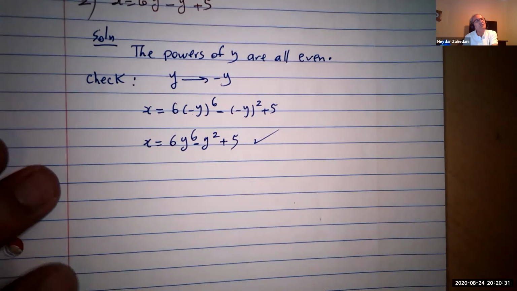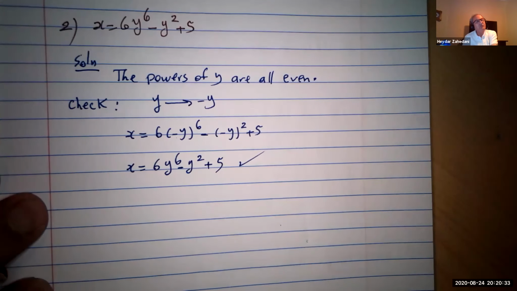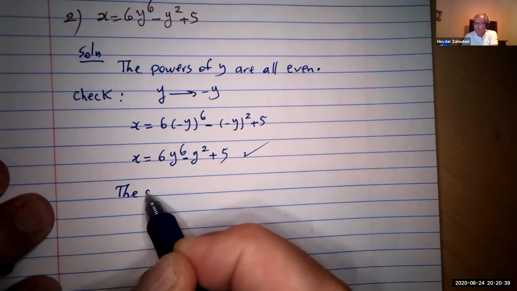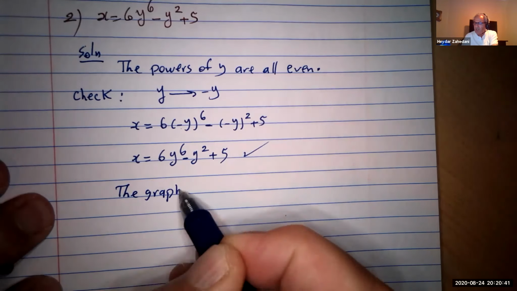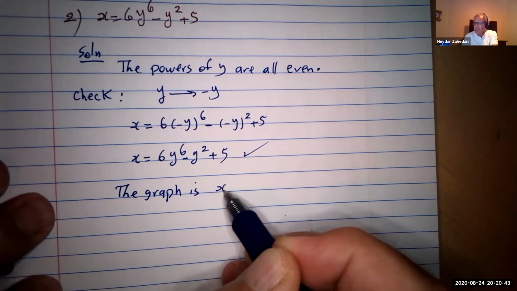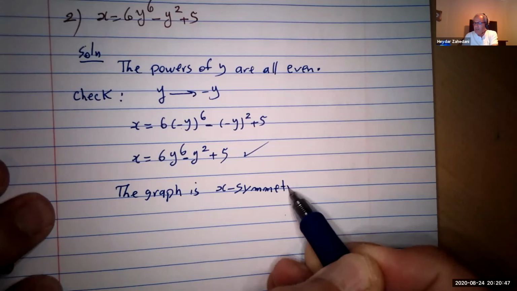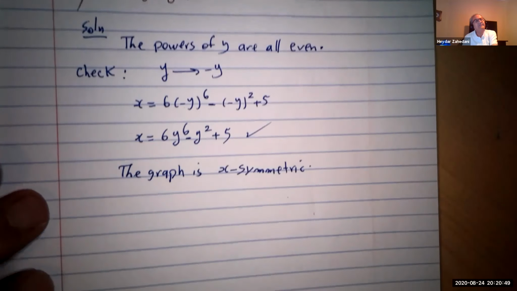You get the original equation. So you go up and down. The mirror is on the x-axis. So the graph, okay, the graph is x symmetric. And you're done. Any question?